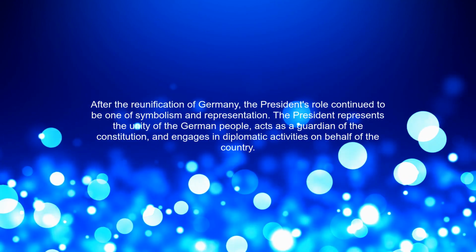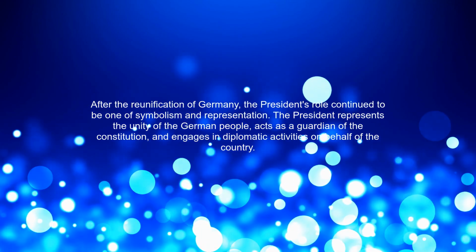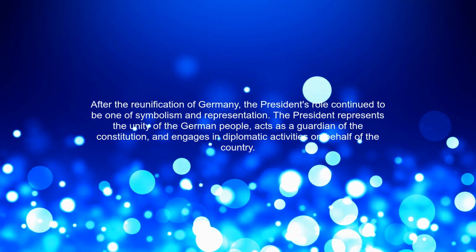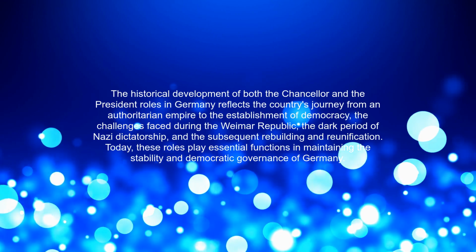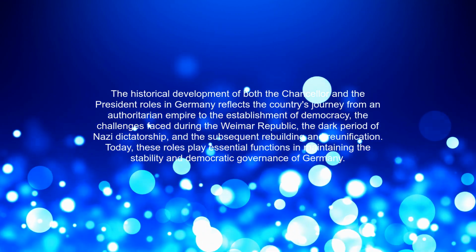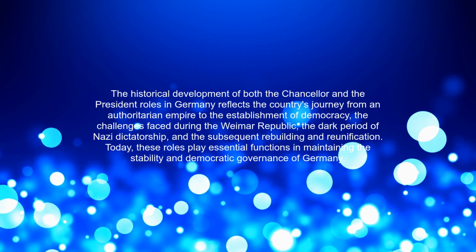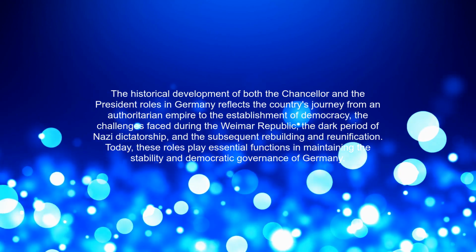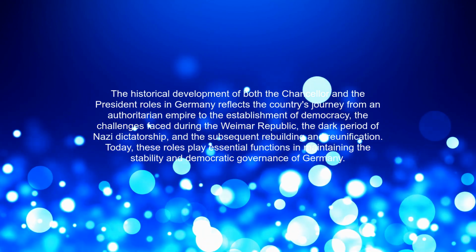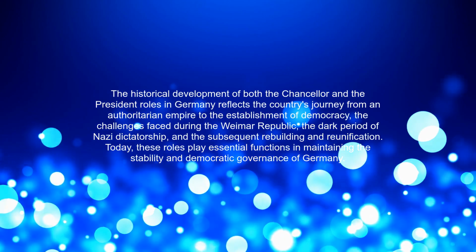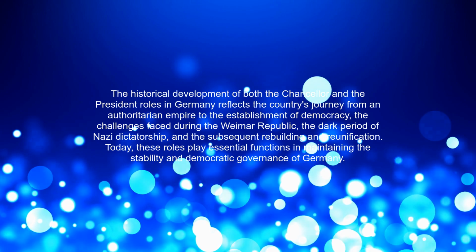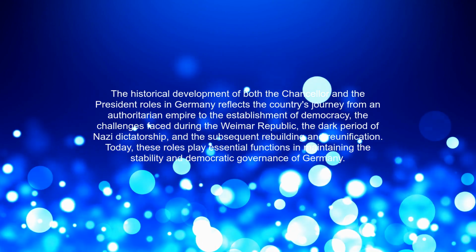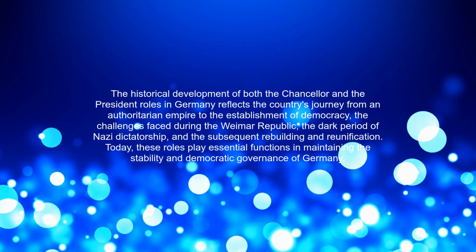The president represents the unity of the German people, acts as a guardian of the constitution, and engages in diplomatic activities on behalf of the country. The historical development of both the Chancellor and the President roles in Germany reflects the country's journey from an authoritarian empire to the establishment of democracy, the challenges faced during the Weimar Republic, the dark period of Nazi dictatorship, and the subsequent rebuilding and reunification. Today, these roles play essential functions in maintaining the stability and democratic governance of Germany.